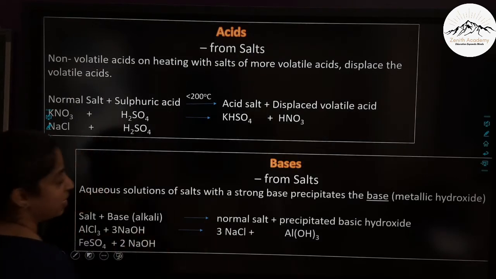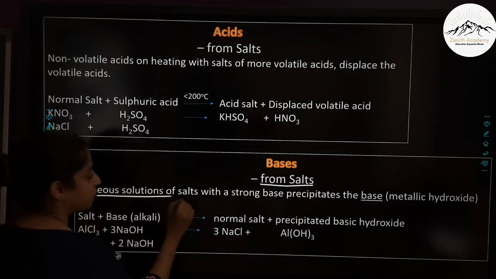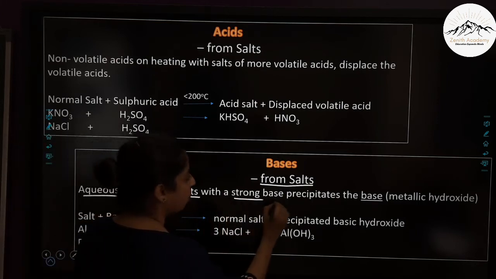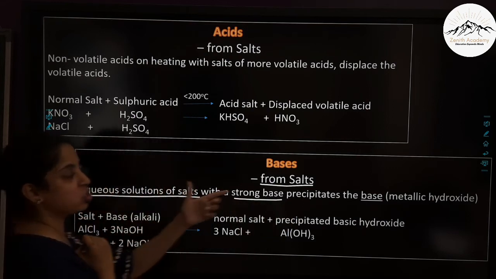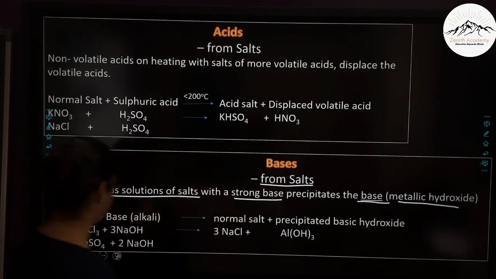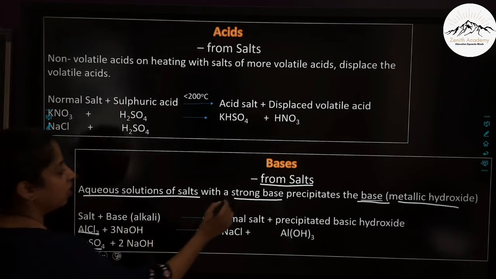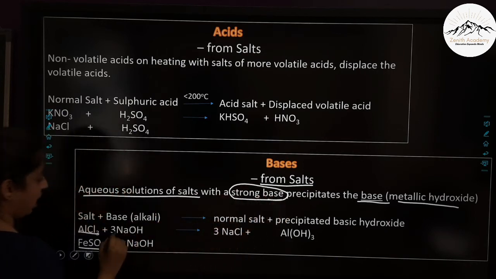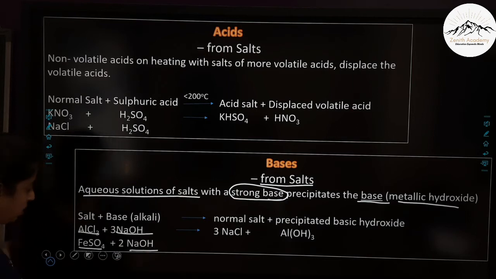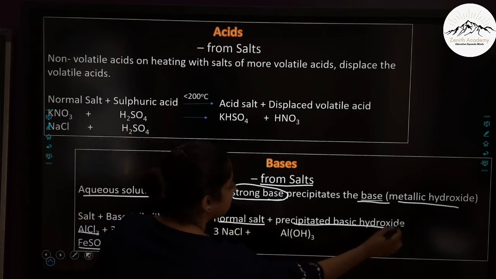Now let's see how bases are formed. Now bases are also formed from salts. So an aqueous solution of salts with a strong base precipitates the base. Which type of a base? A metallic hydroxide. Now let's see. We have taken here two salts, AlCl3 and FeSO4, and we have taken a strong base, that is NaOH. We all know that NaOH is a strong base. So when these salts react with a strong base, it will form a normal salt and the precipitated basic hydroxide.